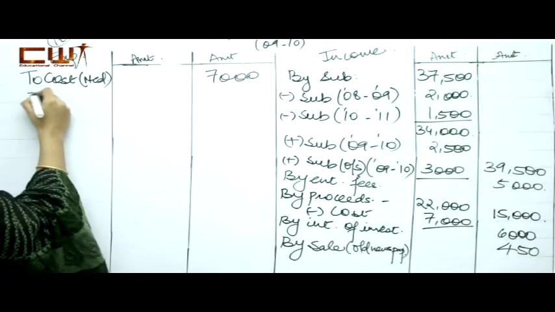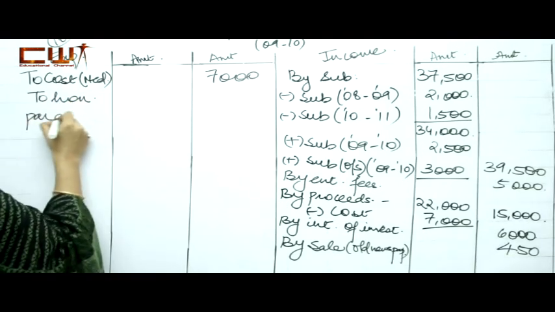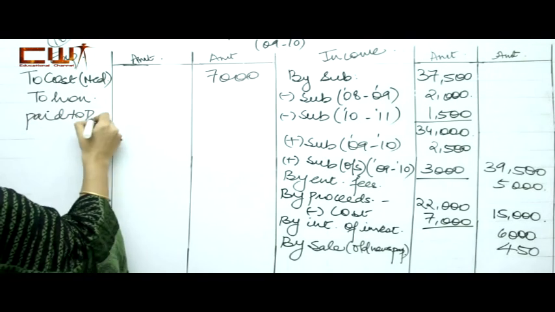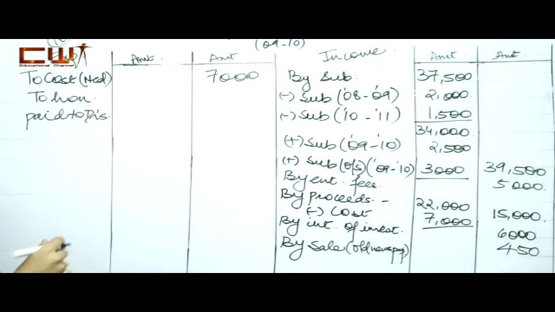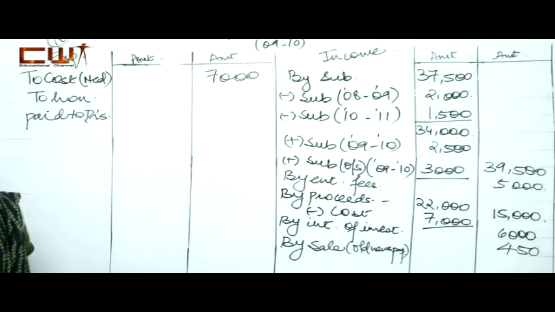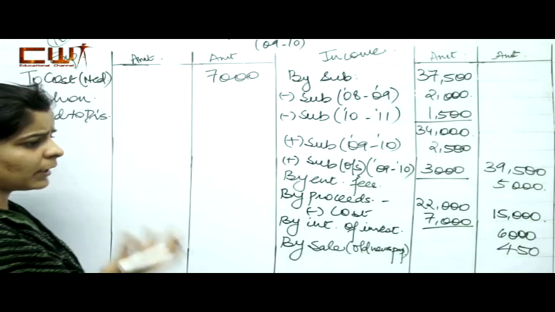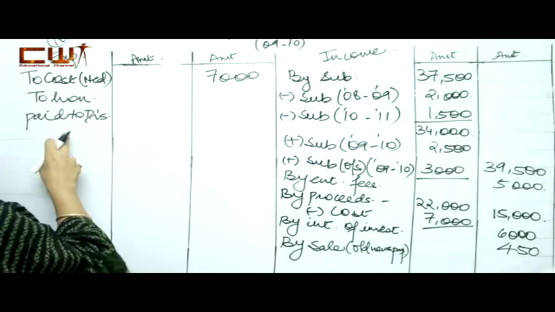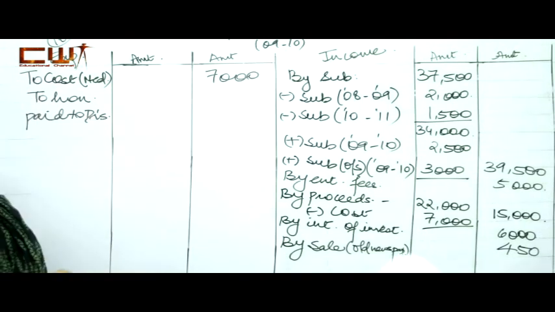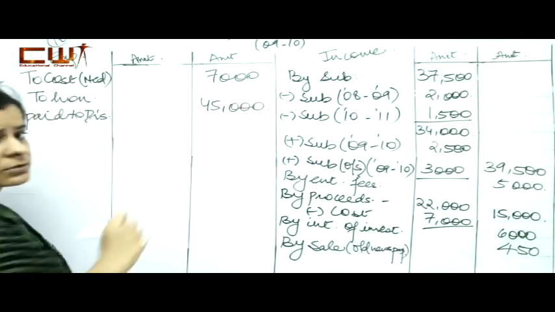To honorarium paid to doctors. Honorarium means the doctors are coming for their services and you are paying them. They are not on a permanent basis. They are coming, giving lectures or maybe conducting an operation. So they have given the honorarium. Honorarium is given out to be 45,000 to the doctors, right?